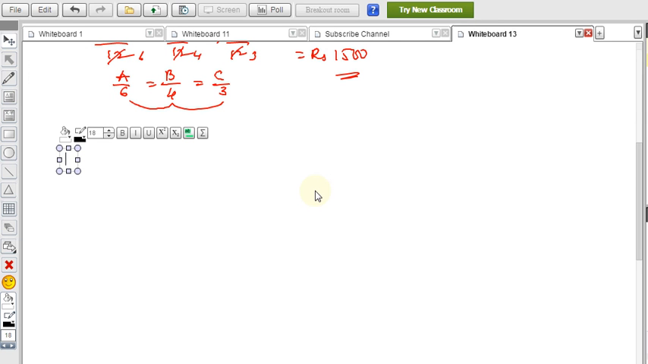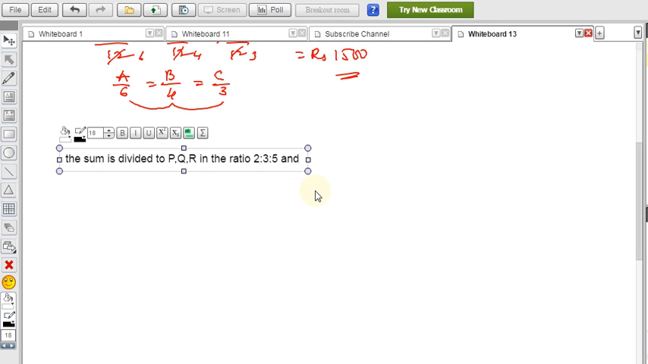Now, the ratio of P, Q, R. The sum is divided among P, Q, R in the ratio 2 is to 3 is to 5.